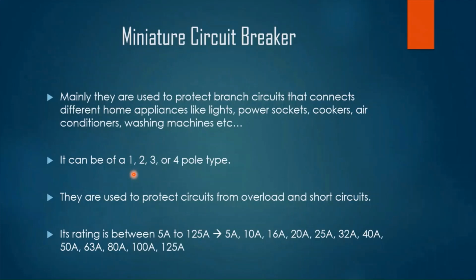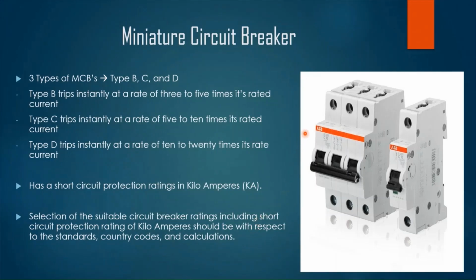It can be of a 1, 2, 3, or 4 pole type according to the phases that it feeds or protects. They mainly protect circuits from overload and short circuit cases. The current rating of this type of circuit breaker starts from 5, or with some manufacturers 6 amperes, going to 125 amps. So all these ratings are available in the market between 5 amperes and 125 amps.